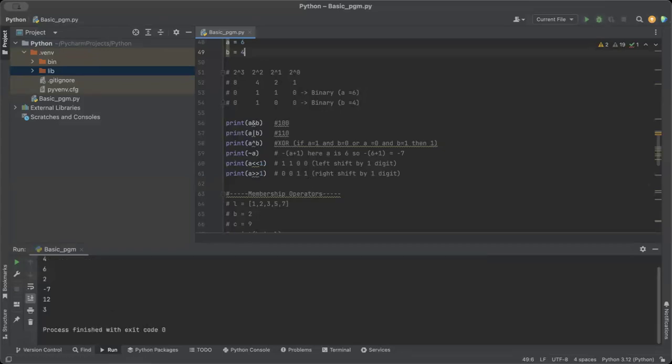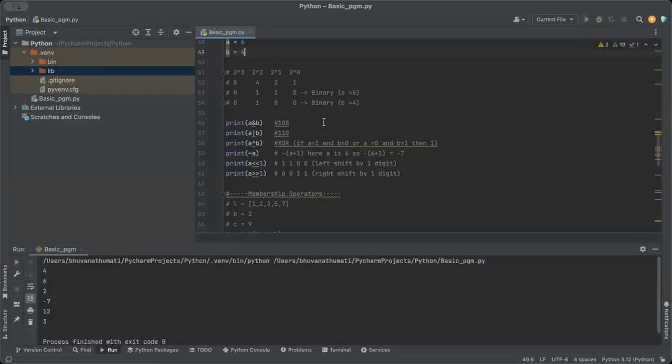So let's run this. See here, 4 is the output. 6 is the output for XOR. So I set the combination 1, 0 or 0, 1. So 1, 0 is the combination. So 2 is the output.